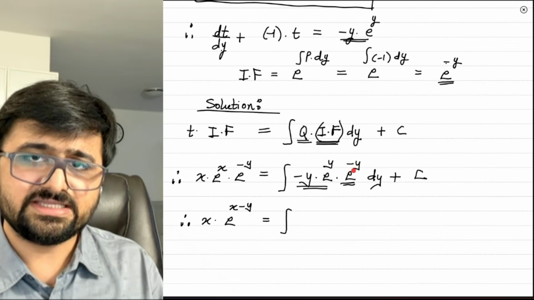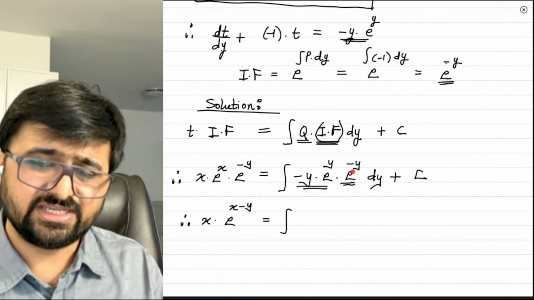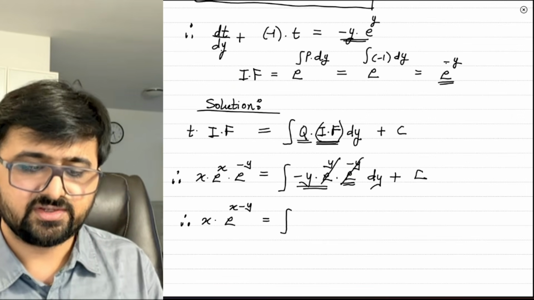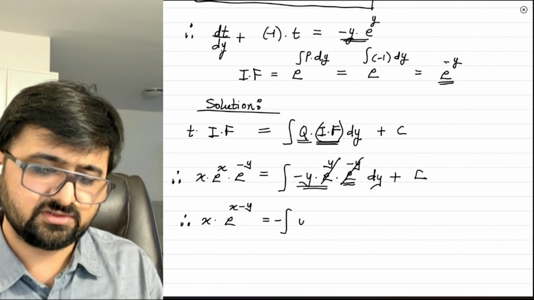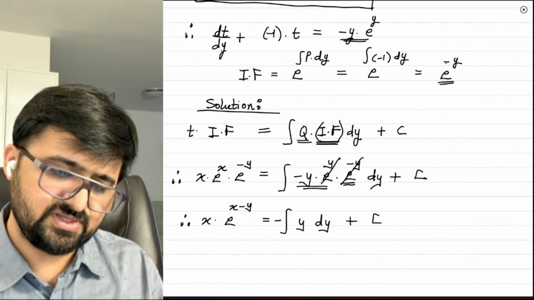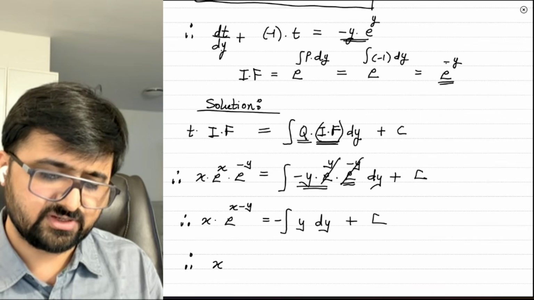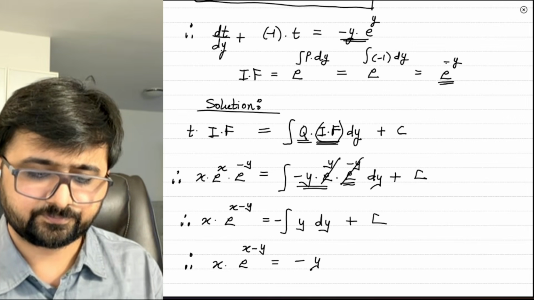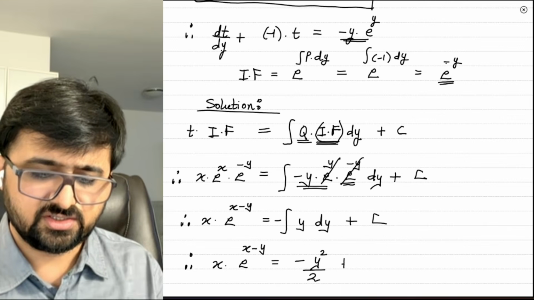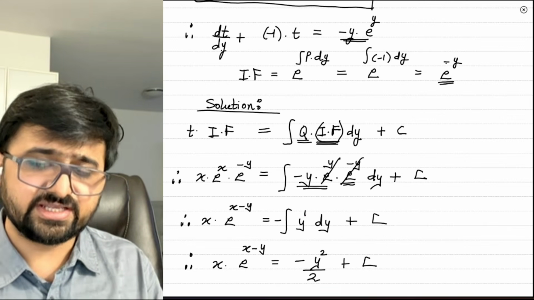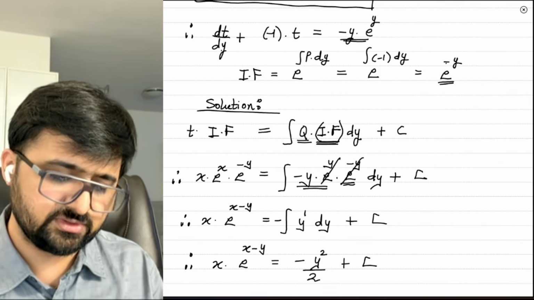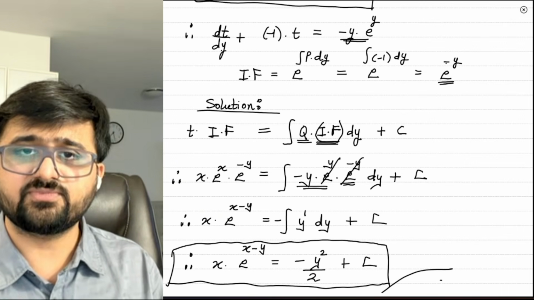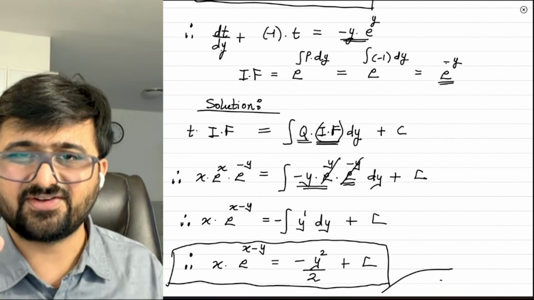Now e to the power y and e to the power minus y, which is just like 1 over e to the power y, so this and this get cancelled. So you have the integral, with the minus taken out, of y dy plus c. So therefore you have x into e to the power x minus y is equal to minus y square divided by 2 plus c, since the integration of y to the power 1 is y square divided by 2, and that's the solution that we are looking for. Such a beautiful and important question it is for Mumbai University. I hope that made sense.